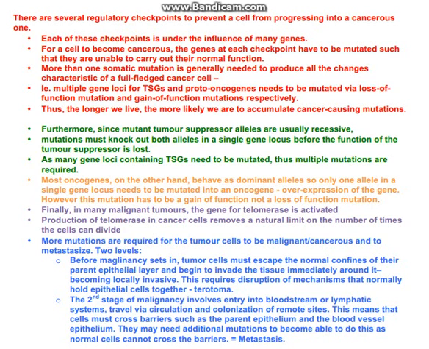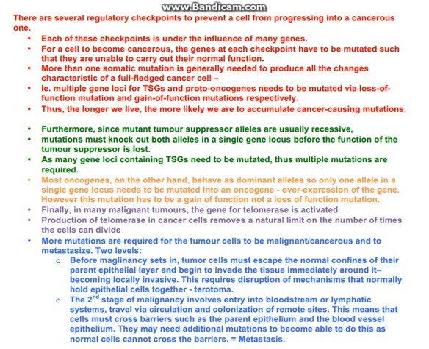More than one somatic mutation is generally needed to produce all the changes characteristic of a full-fledged cancer cell. Multiple gene loci for TSGs and proto-oncogenes need to be mutated via loss-of-function mutations and gain-of-function mutations respectively. Thus, the longer we live, the more likely we are to accumulate cancer-causing mutations.